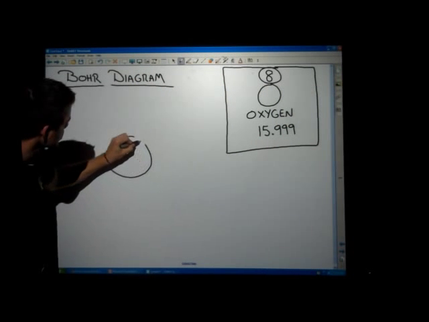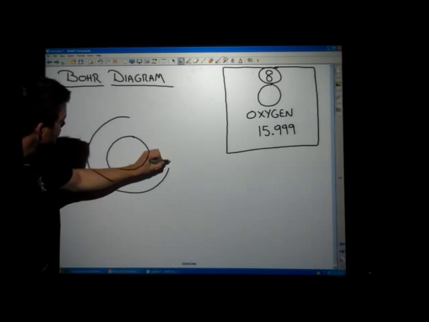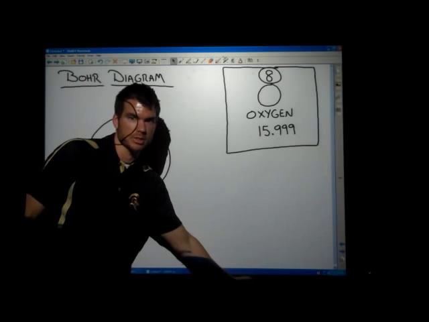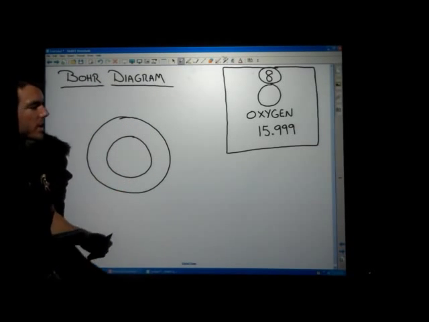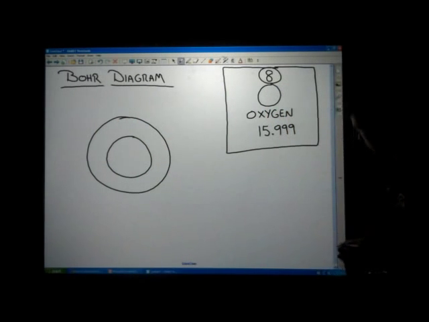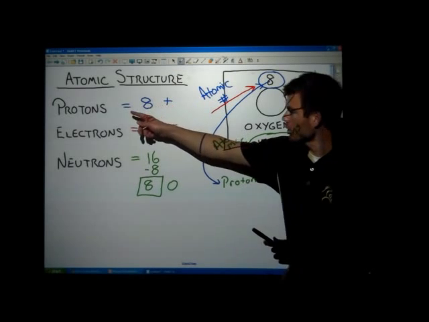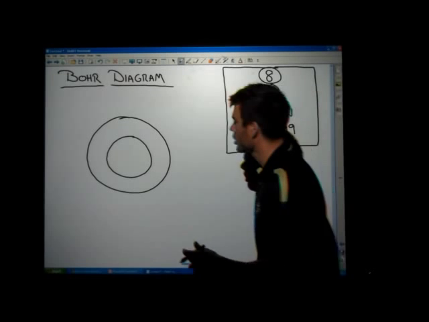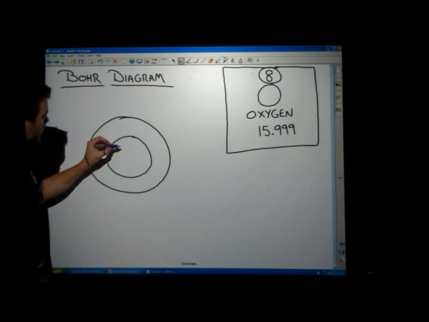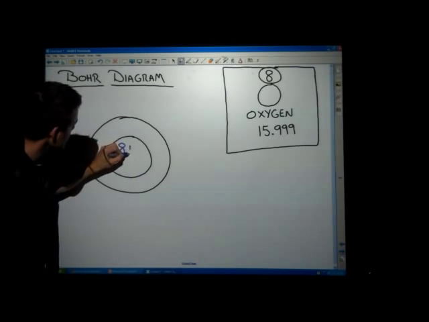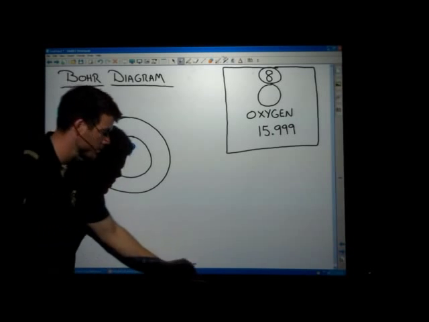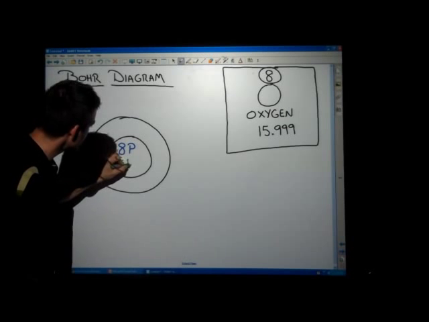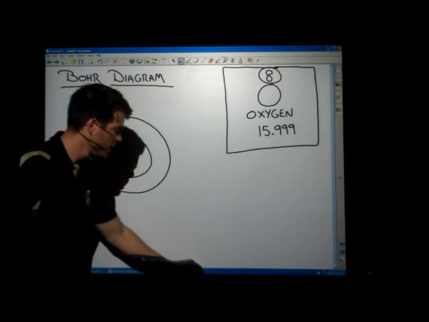Again, using oxygen, I need to draw some energy shells. I'll just start with 2. Inside of the first energy shell is where you find the nucleus. Remember, the nucleus contains the protons and neutrons. So if we go back, we have 8 protons and 8 neutrons in oxygen. So going back to my drawing, I can just label this protons. I can put 8p as in protons. For neutrons, I can put 8n as in neutrons.